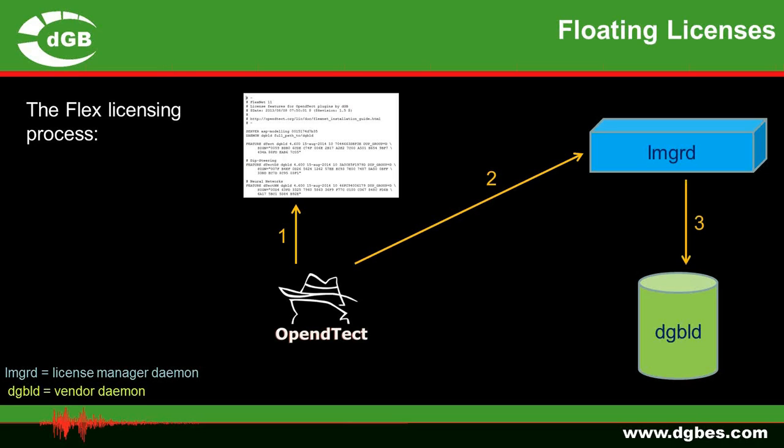DGBLD will then do a count on the number of licenses that are available. This information will be passed back through the license manager to OpendTect, and the license module in OpendTect will either allow or deny the use of that particular plugin.